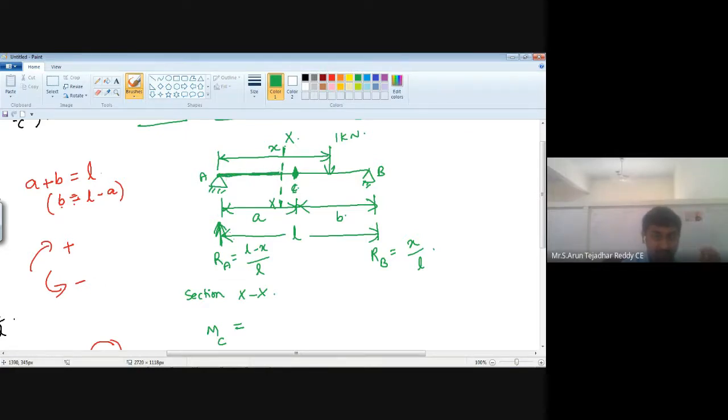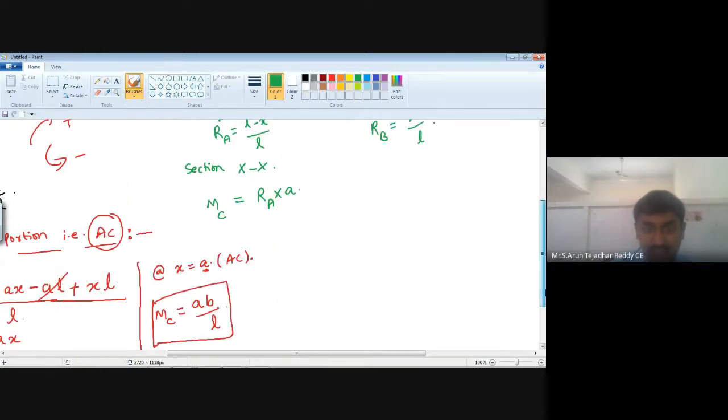So at this level we have only one reaction with perpendicular distance A. So that is RA into A. And already we know that RA value is L minus X by L into A. So this is our moment at C. Now, what is the value of AC? A to C distance. What is the value?